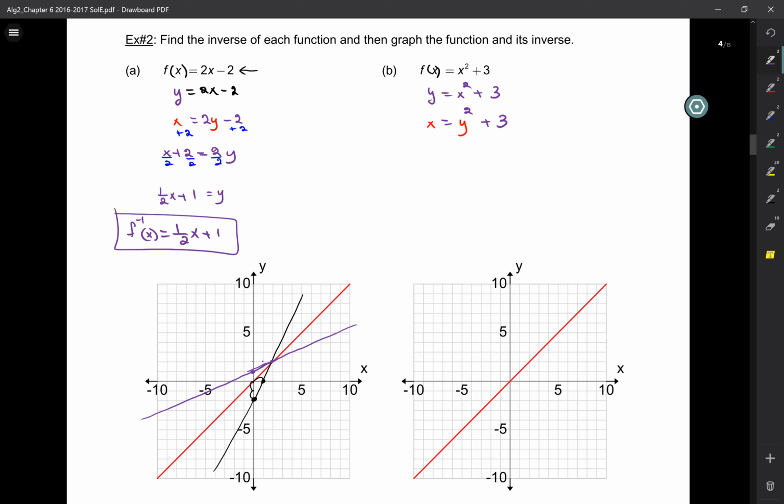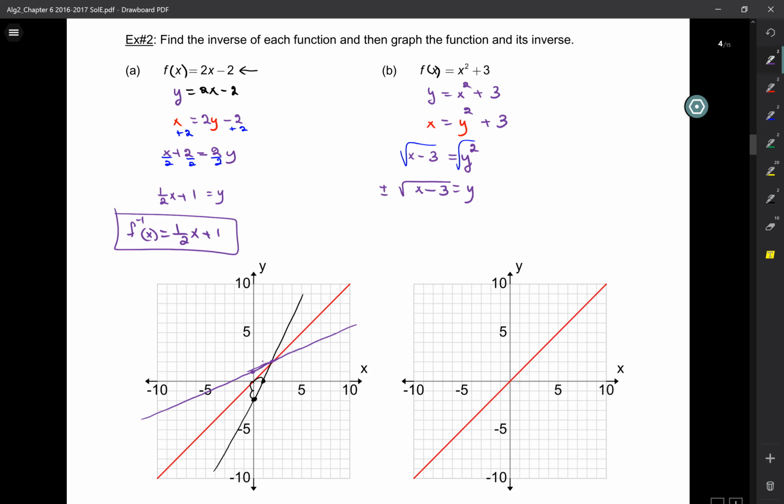Now what am I going to do? Take a square root of both sides. So y equals what, the square root of x minus 3? Is it just root x minus 3, or is there something in front of it when you take a square root of both sides? Plus or minus the square root of x minus 3.